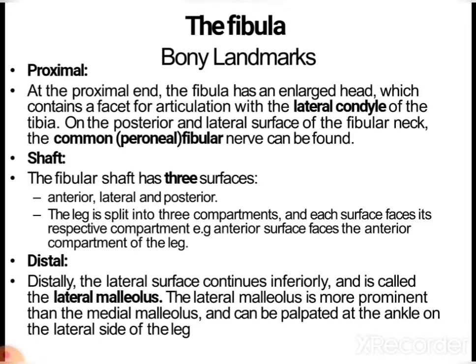The shaft has three surfaces: anterior, lateral and posterior. The leg is split into three compartments and each surface faces its respective compartment. That is, the anterior surface faces the anterior compartment. And distally, the lateral surface continues inferiorly and is known as the lateral malleolus. The lateral malleolus is more prominent than the medial malleolus and can be palpated at the ankle on the lateral side of the leg.